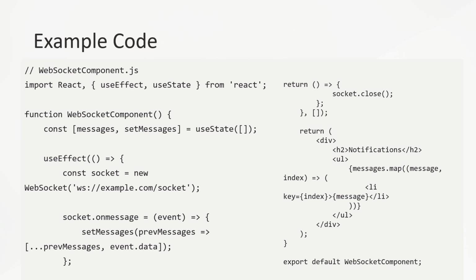Within the useEffect hook, a new WebSocket connection is initiated to a specified URL. The socket.onMessage event is set to handle incoming messages and update the component state accordingly. The useEffect hook also returns a cleanup function that closes the WebSocket connection when the component is unmounted, preventing memory leaks or unnecessary resource consumption. The component's JSX code renders a div containing a heading for the notifications and a list of messages obtained from the WebSocket connection. Overall, the WebSocket component.js code enables real-time interaction in a decentralized application by leveraging WebSockets to establish a persistent communication channel for receiving live updates and notifications.